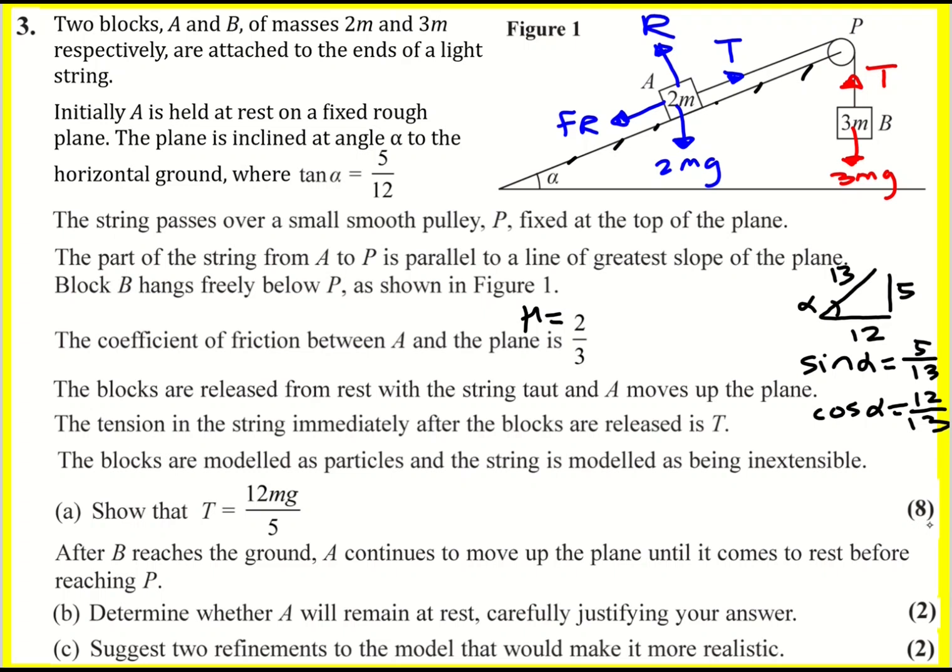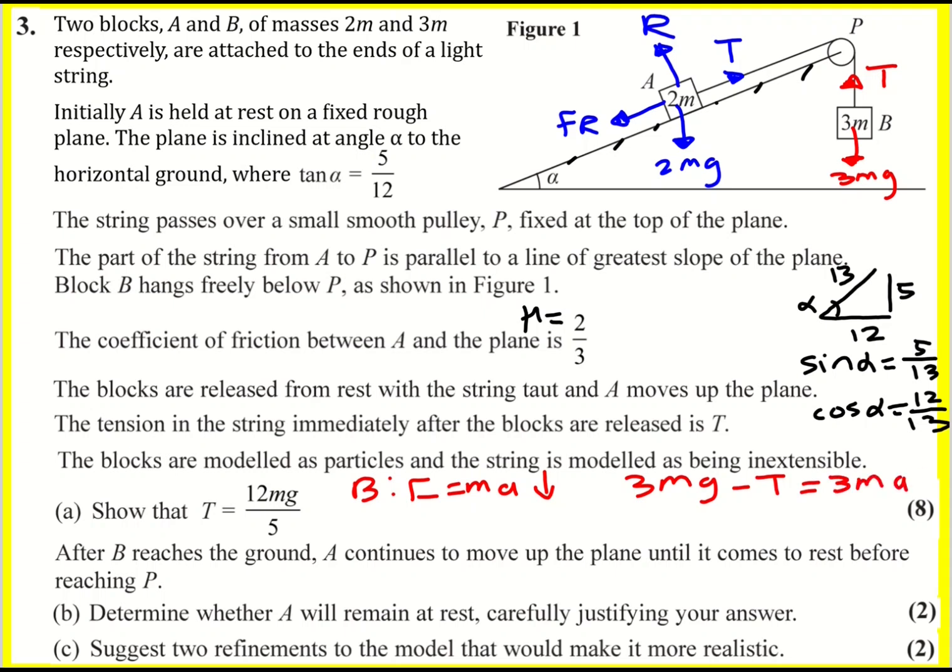This is an 8 marker, by the way, so you can see there's going to be quite a few steps. In a connected particles question, we're going to look at A and B separately, but then combine them through the fact that the tension is involved in both. So if we look at B, I'm going to apply F equals ma down, because it's moving down. So 3mg minus capital T is going to equal 3ma.